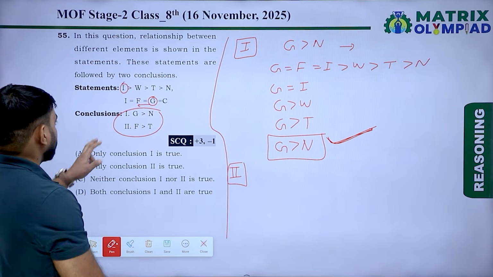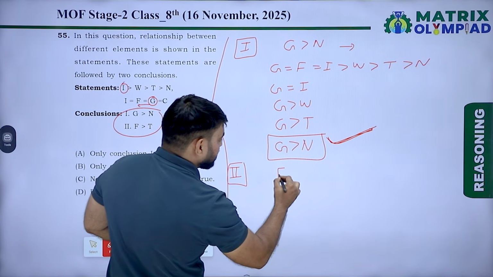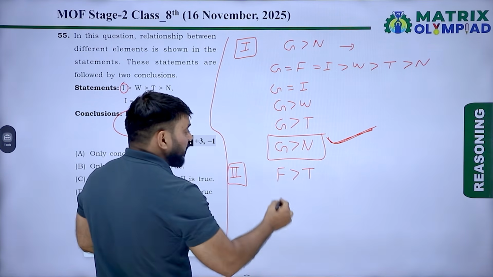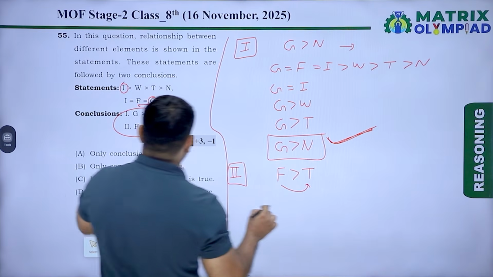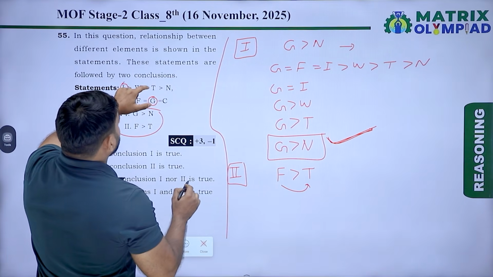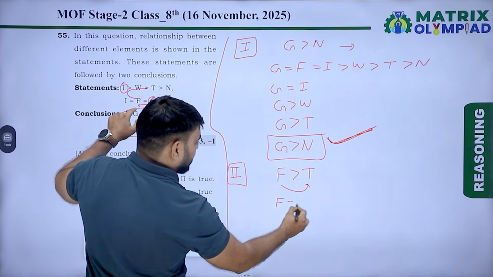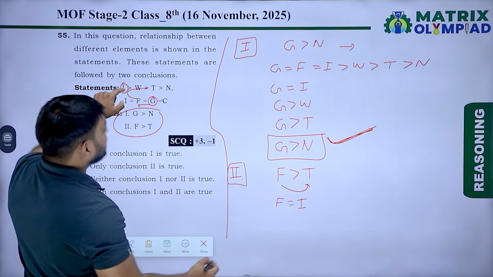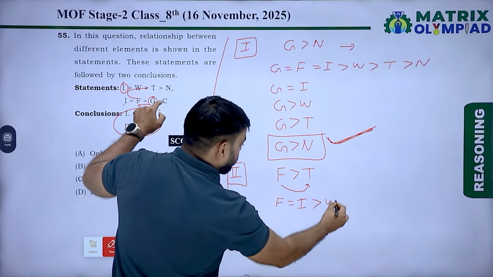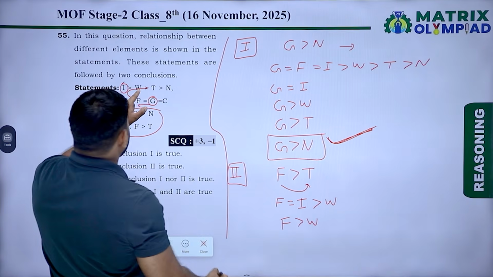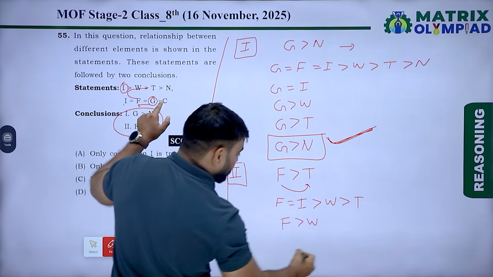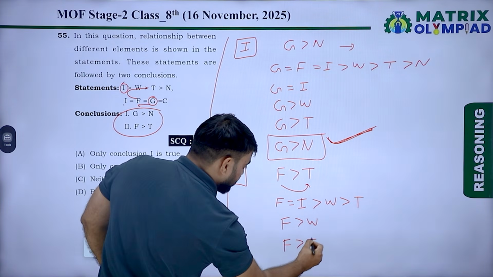So according to conclusion second, F is greater than T. So we have to move from F to T. F is equal to I. Now I is greater than W, so it means F is also greater than W. Now W is greater than T, so it means F is also greater than T.